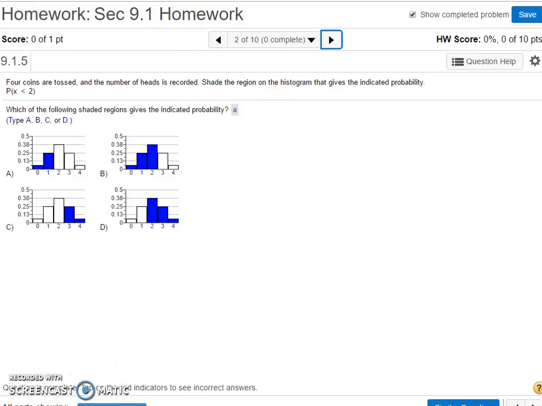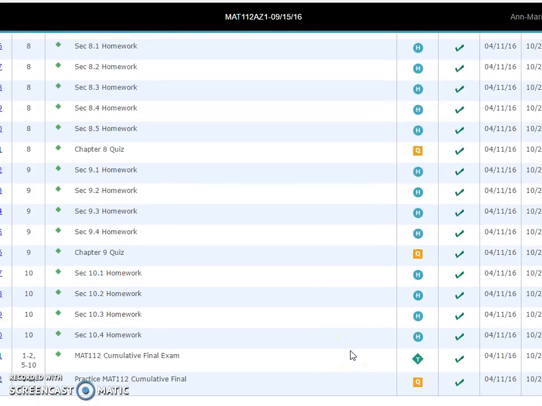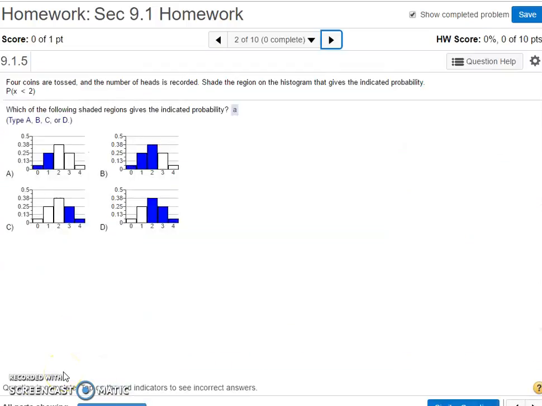One thing I do want to point out is when it comes to the final exam, on the very bottom of your assignments, there is this practice Math 112 cumulative final exam. I highly recommend that while you are studying for your final exam. It is ungraded, but make sure you go through it.